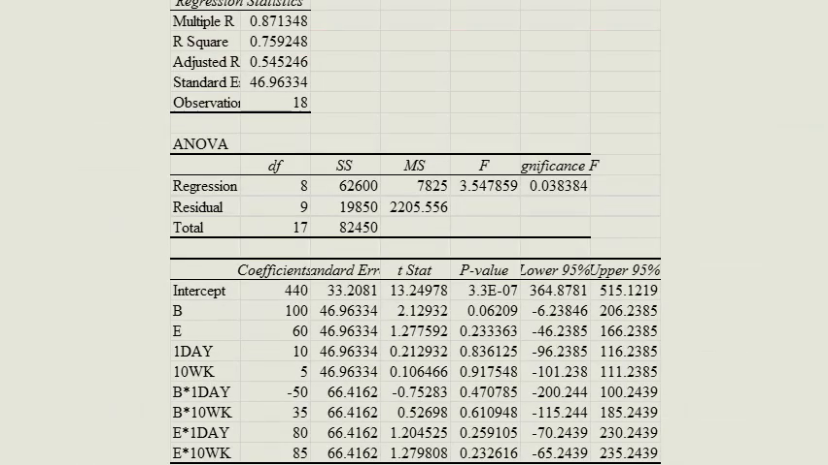And here is the regression output for this model. And this is what you'll need to answer the questions coming up. So good luck with that, and I'll see you in class.